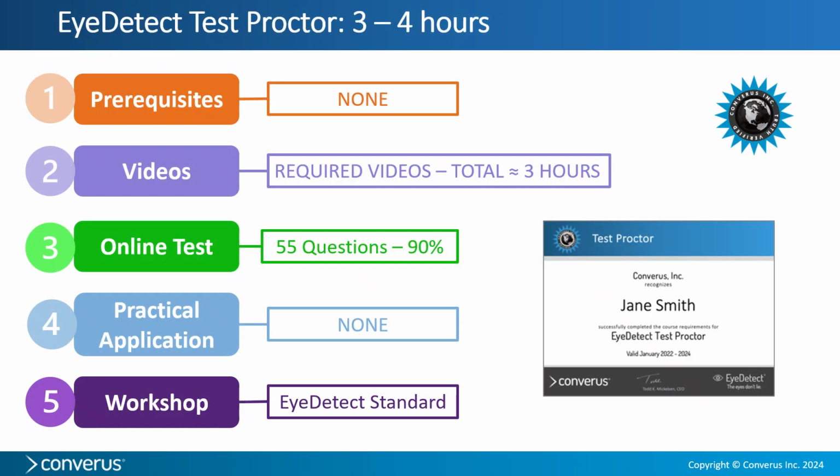Here are the 5 steps for completing the EyeDetect Test Proctor course. First, there are no prerequisites. The required videos take about 3 hours to watch, and the online test has 55 questions requiring 90% to pass. There are no practical application exercises, and the EyeDetect Standard Workshop will be available if desired. Overall, we estimate it to take between 3 and 4 hours to complete this course.